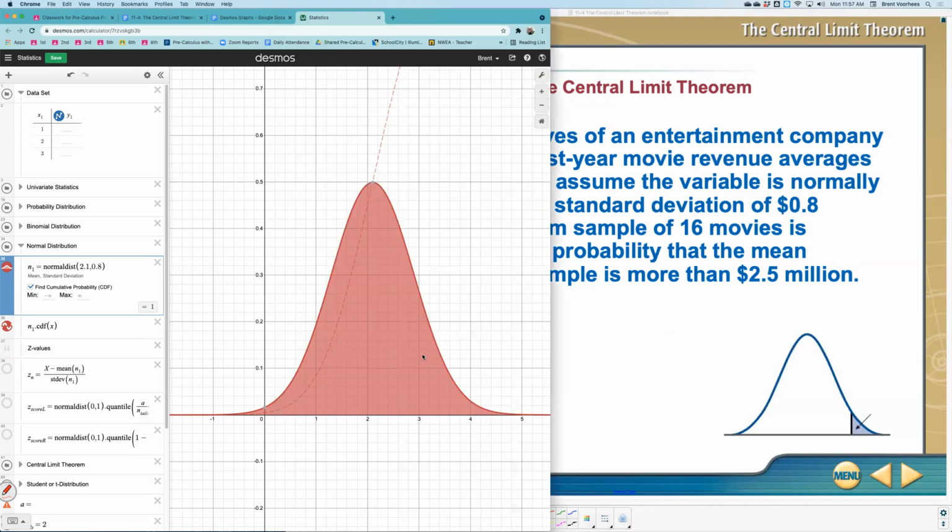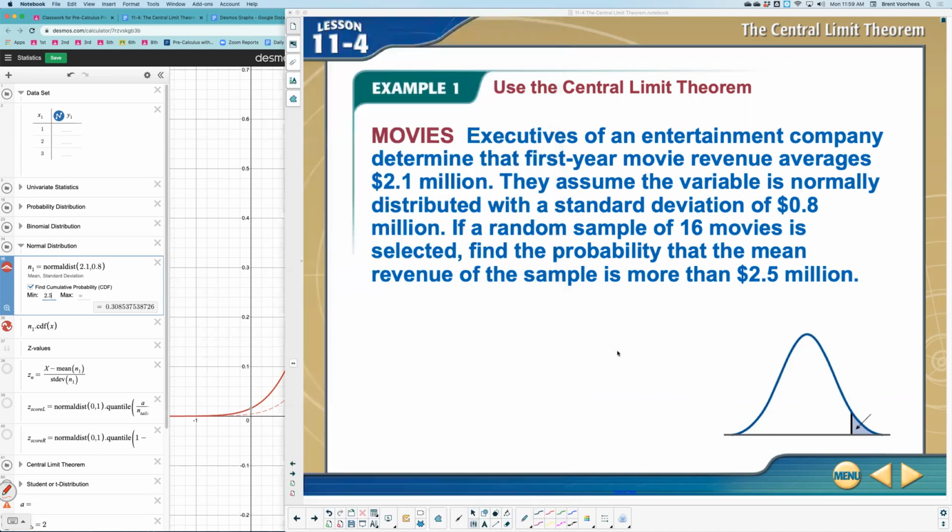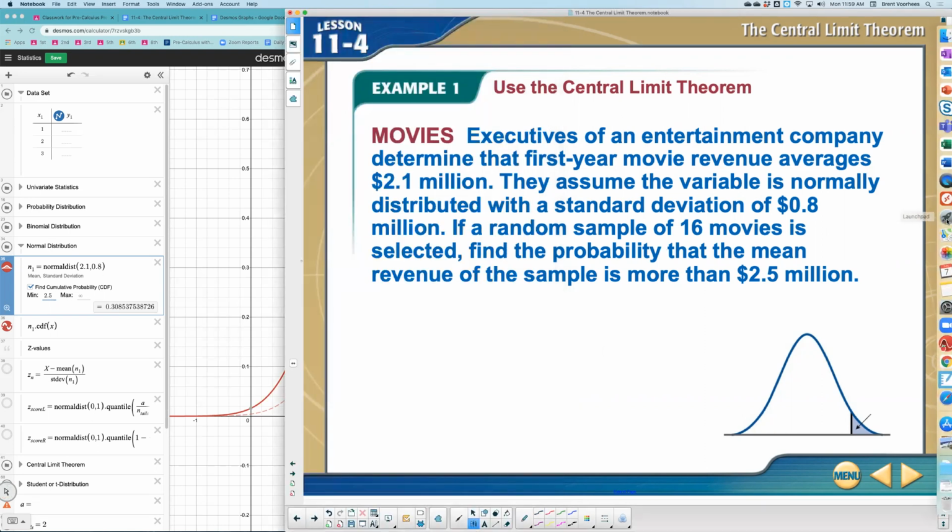And so a lot of people are going to say, okay, to be more than 2.5, let's just put that right here, and let's say that might be the answer. Now we have a problem. When you look at this diagram here, it doesn't seem to match the probability over here. So what gives? Well, we're looking at a few different things in this problem. First, the mean is 2.1 million, and this is in money, and the original standard deviation was, just like we said, 0.8 million.